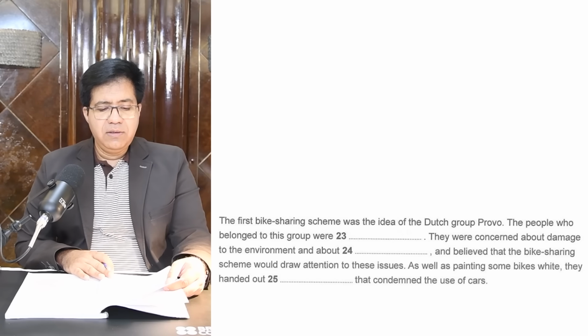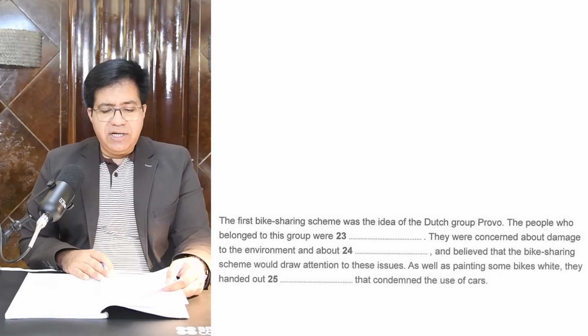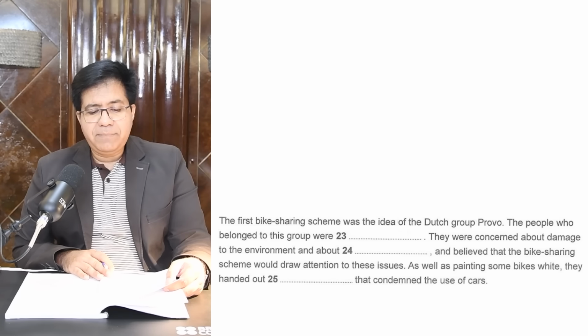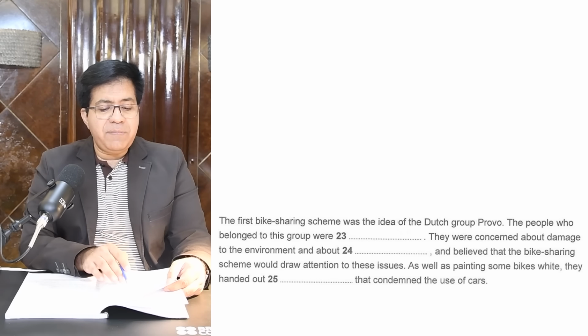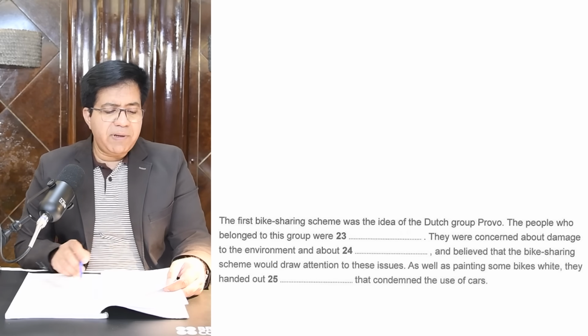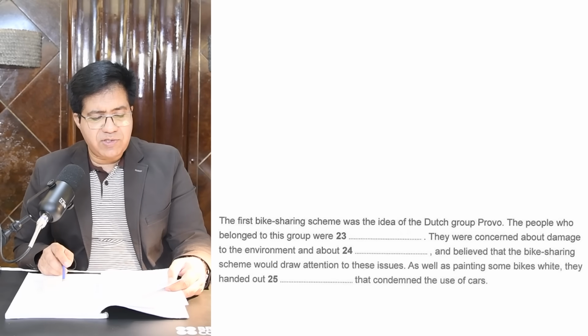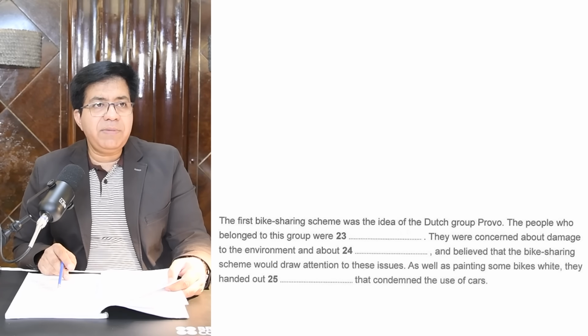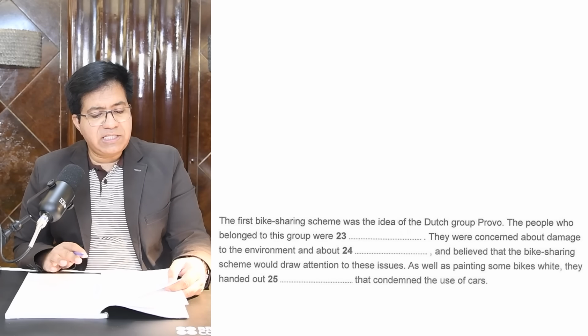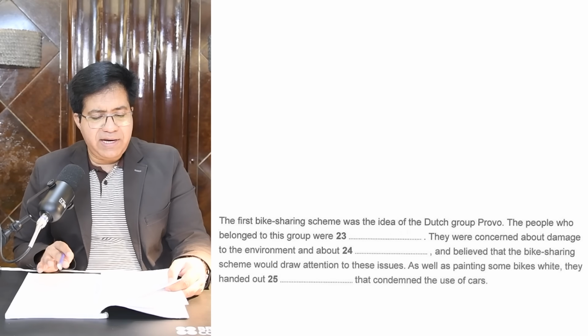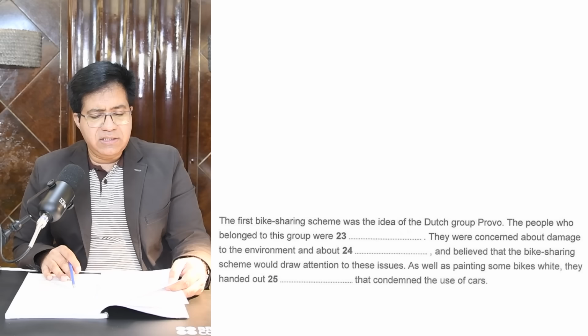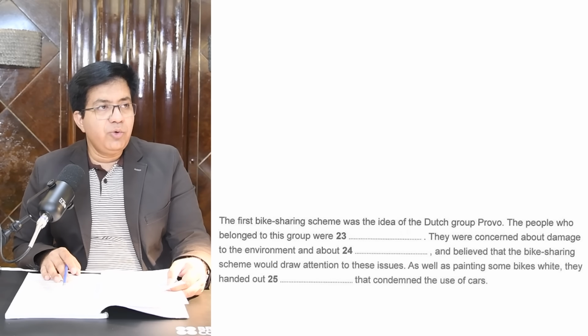Activists. And why can't we write Dutch activists? It's one word only. They have already mentioned Dutch group Provo. The people who belonged to this group were activists. Question number 24. They were. What do they mean by they? Those activists and these Dutch group people. They were concerned about the damage to the environment and about dash. Two things. One is damage to environment.